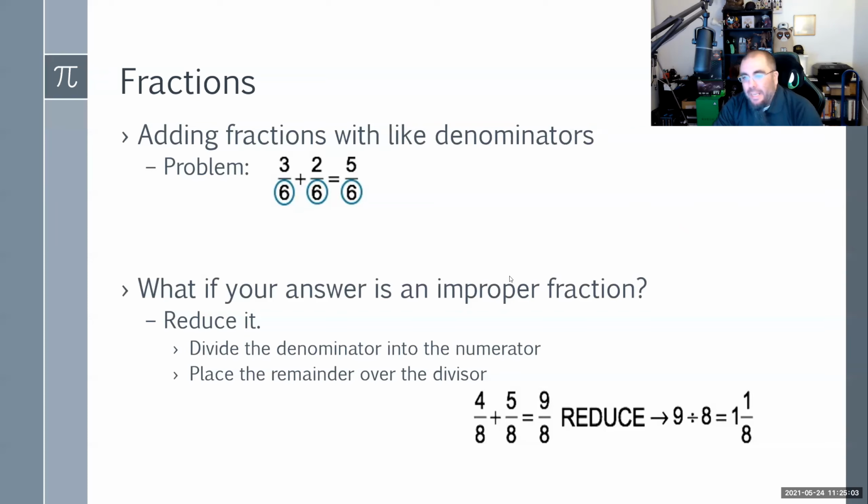What if your answer in the end is an improper fraction? Well, in this case down here, we have 4/8 plus 5/8. Our answer comes out to be 9/8. Well, unless it's asking, can you please provide your answer in the form of an improper fraction, then 9/8 is the right answer. If it's just asking you for the answer, you have to reduce it to a mixed number. So in this case, 9/8 is the same as saying 1 1/8, right?